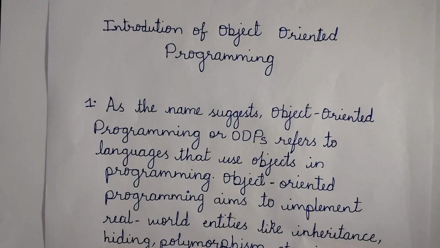Similarly, data hiding means hiding the data. Polymorphism: poly means many, morphism means forms. The data is here in many forms.